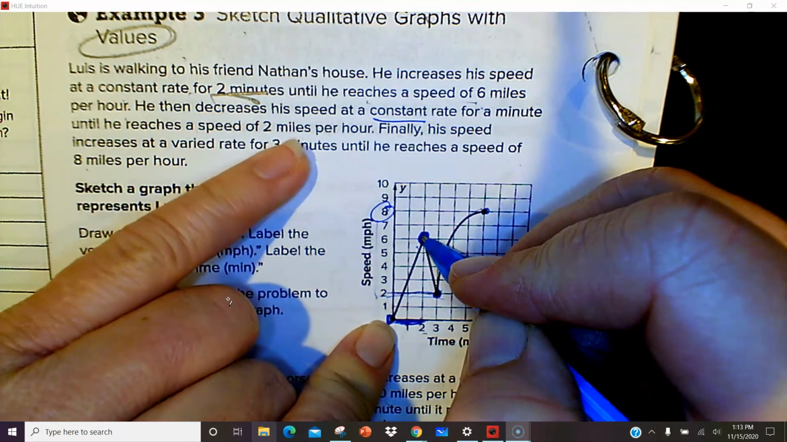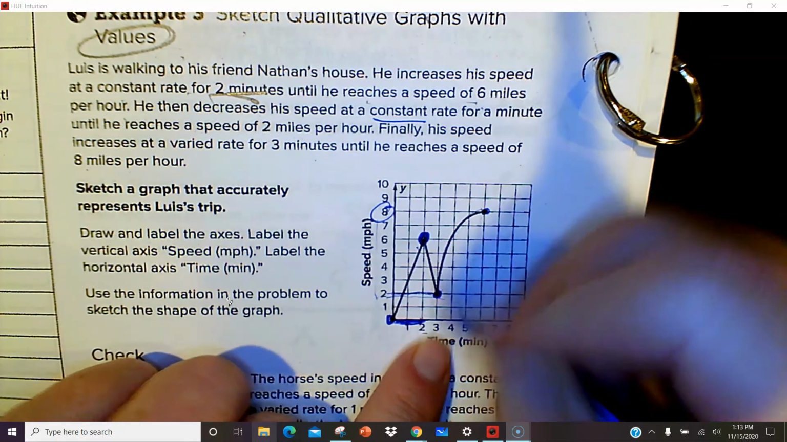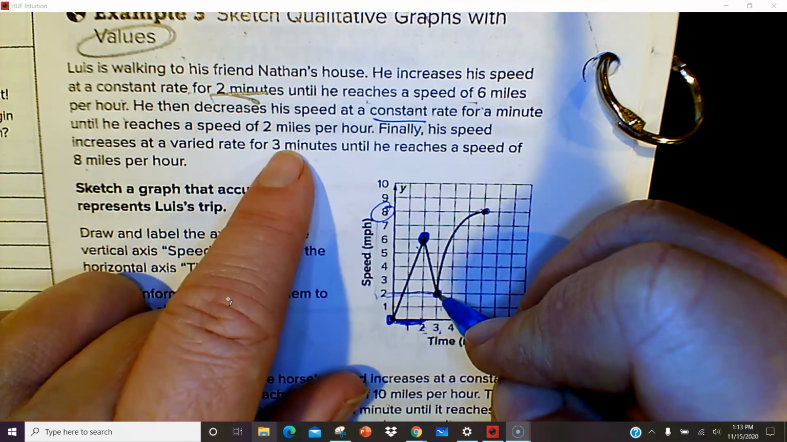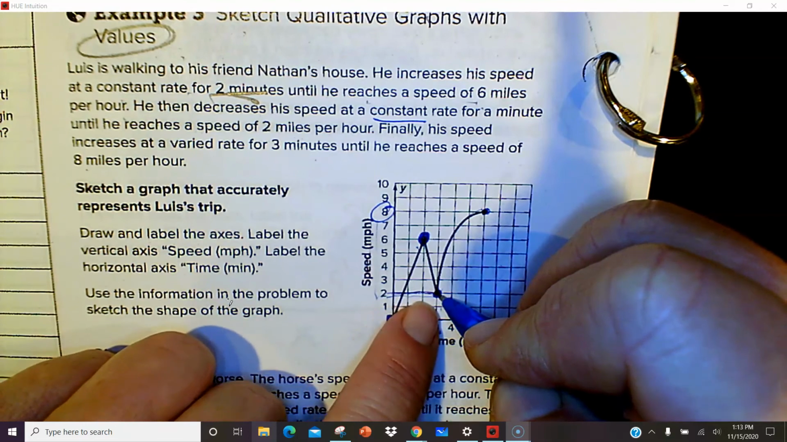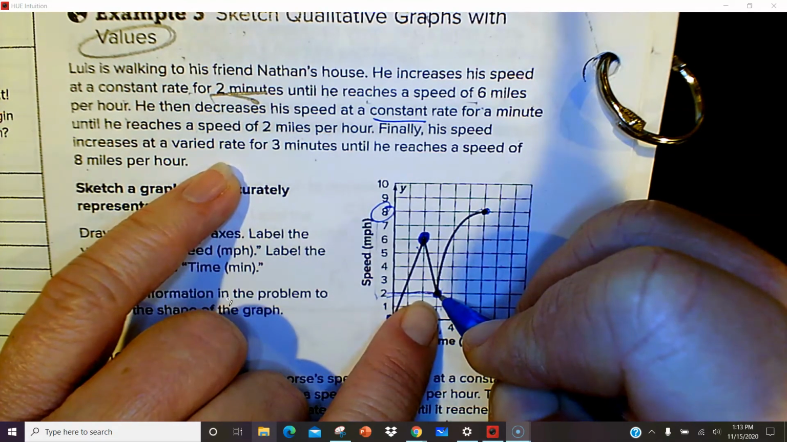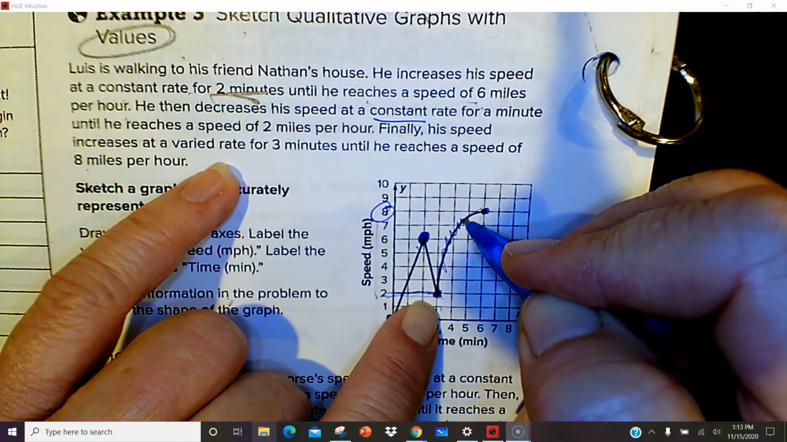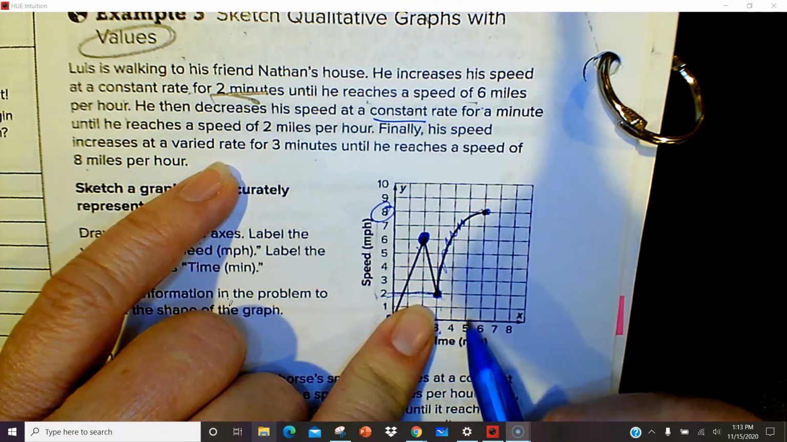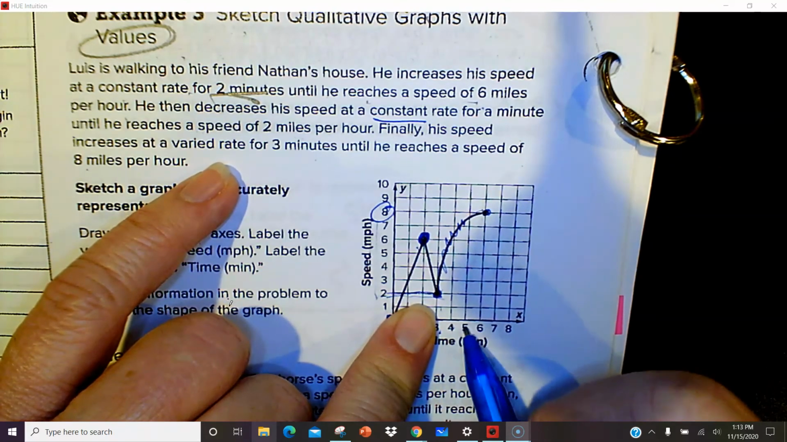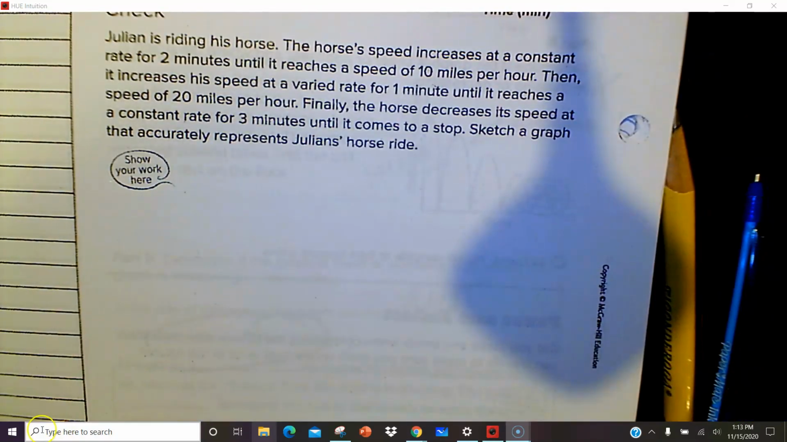He then decreases his speed at a constant rate for a minute from 2 to 3. 2 to 3 is 1 minute until he reaches a speed of 2 miles an hour. So I go down here, all the way down until I get to 2 miles an hour. All right. Now, after that, his speed is varied, so I could do whatever. I'm varying, but it's increasing until he gets up here, because he's going for 3 more minutes. 1, 2, 3, plus 1, plus 2, that puts me at 6 minutes here until 8 miles an hour. All right, now you do the check and put that in the Edpuzzle.